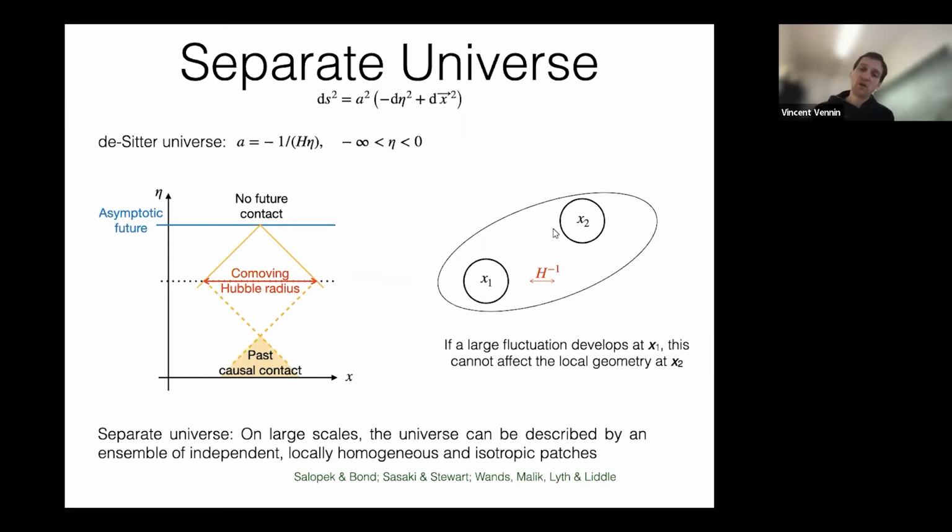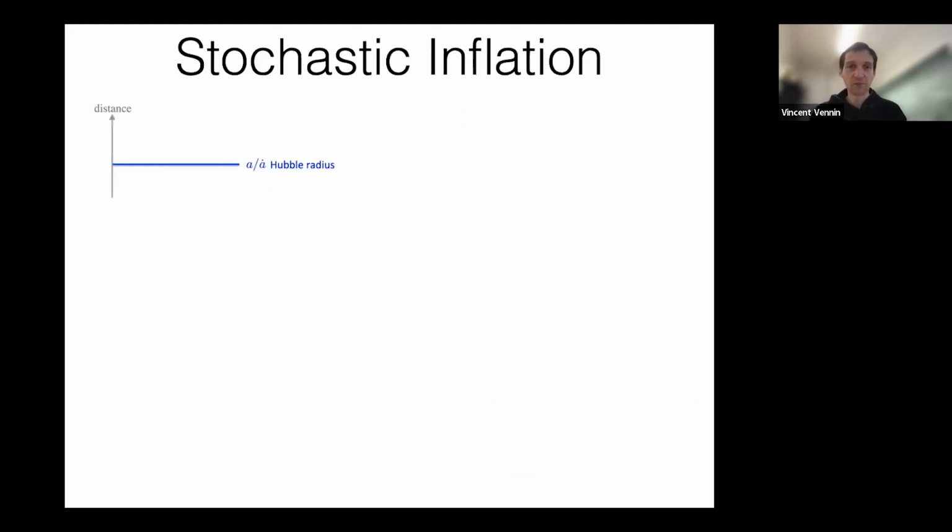Okay, so it's another way to implement what is sometimes called the gradient expansion approach, the fact that you can neglect gradients on super-Hubble scales. And I know that tomorrow there will be a presentation by Naruko-san about the gradient expansion approach. So I guess you will learn more about this tomorrow.